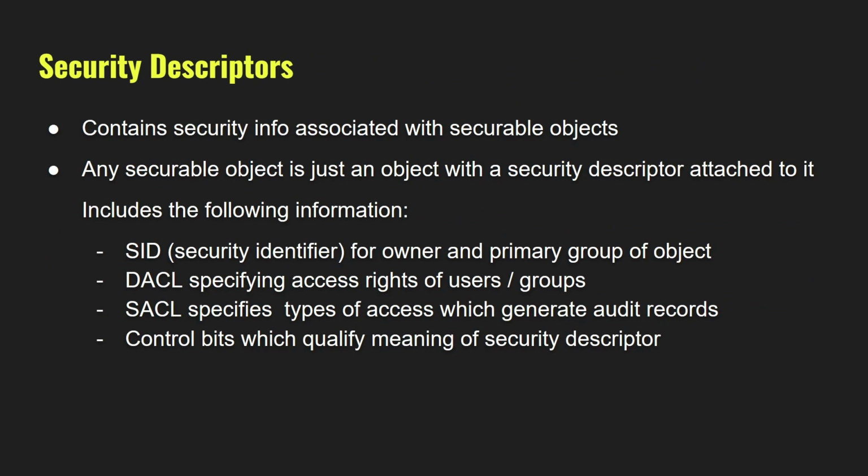So security descriptors. It contains security info associated with securable objects, and any securable object is just an object with a security descriptor attached to it, and the security descriptor will include the following information. The SID, the security identifier, for the owner and the primary group of an object. A DACL, specifying access rights of users and groups. We're going to go over that in a second. And an SACL, specifying what types of access generate which audit records. And the last part of a security descriptor is the control bits, which qualify the meaning of the security descriptor.